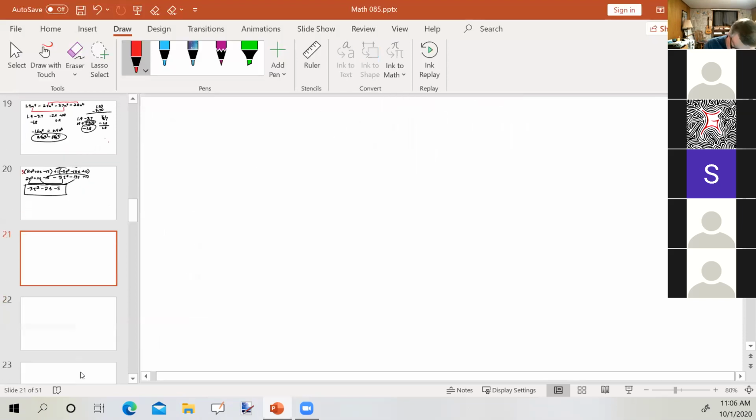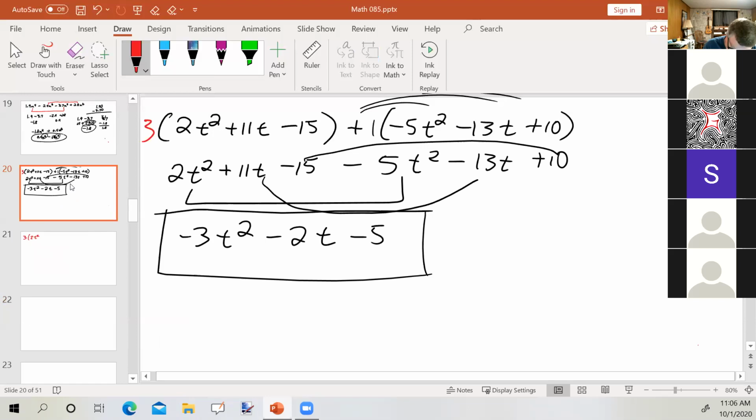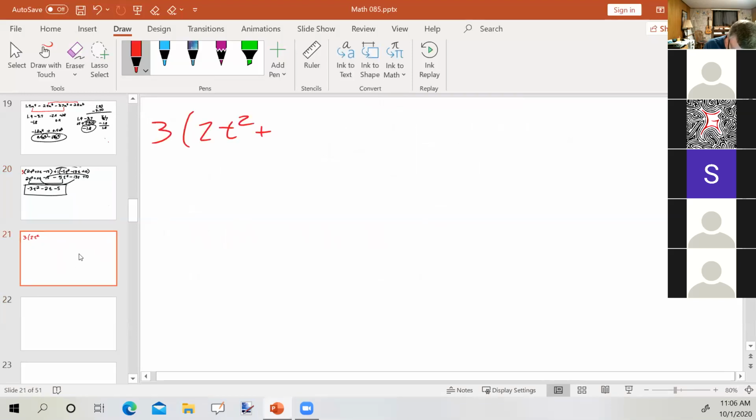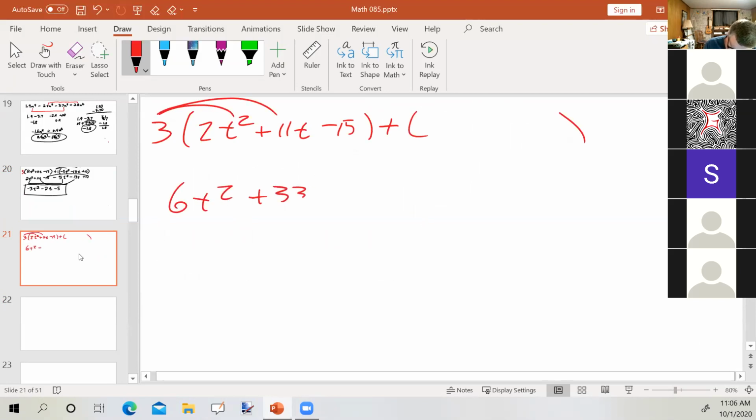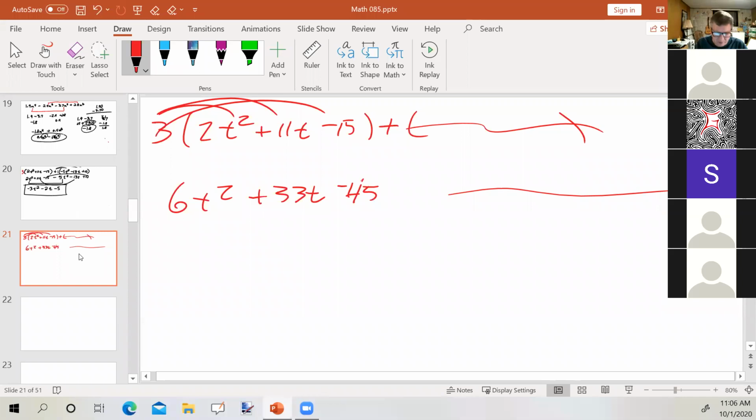Okay, let's take a look at that. Let's see, 11t minus 15. Yeah, so you'd get 6t squared plus 33t minus 45, and then whatever else, et cetera, et cetera. So yes, you would take that and you would distribute it to the parentheses. Perfect. Thank you. You're welcome. Okay, and we'll deal with that some more later.